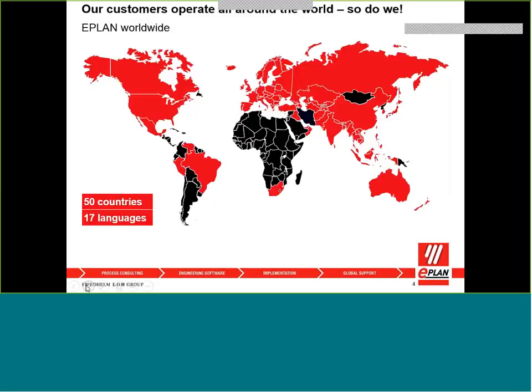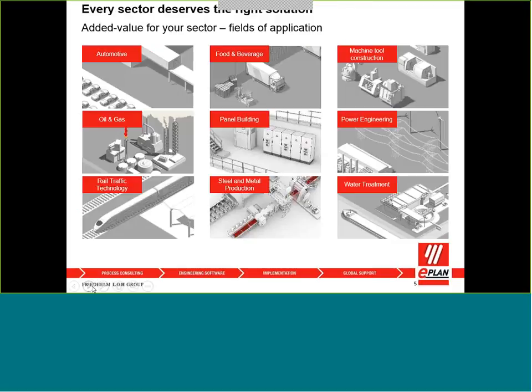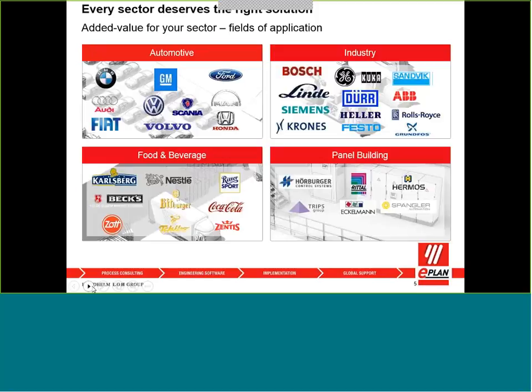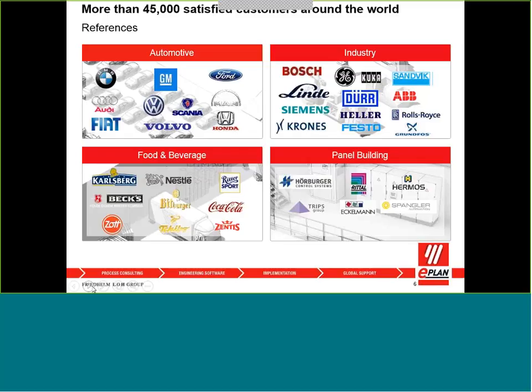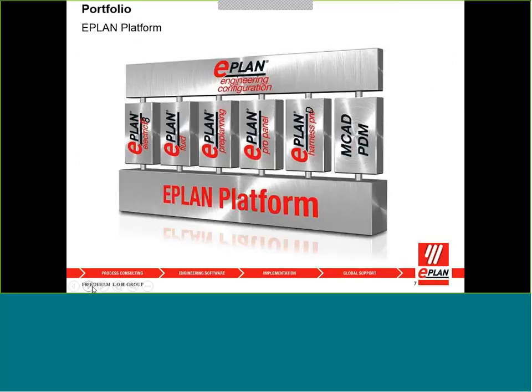Here, what you can see is the red color. That's our footprint, and we operate all around the world. In this slide, you can see the sectors and industries that EPLAN covers. I believe that most of the participants today come from panel building and power engineering. In this slide, you can see some of the references or the players in each industry.